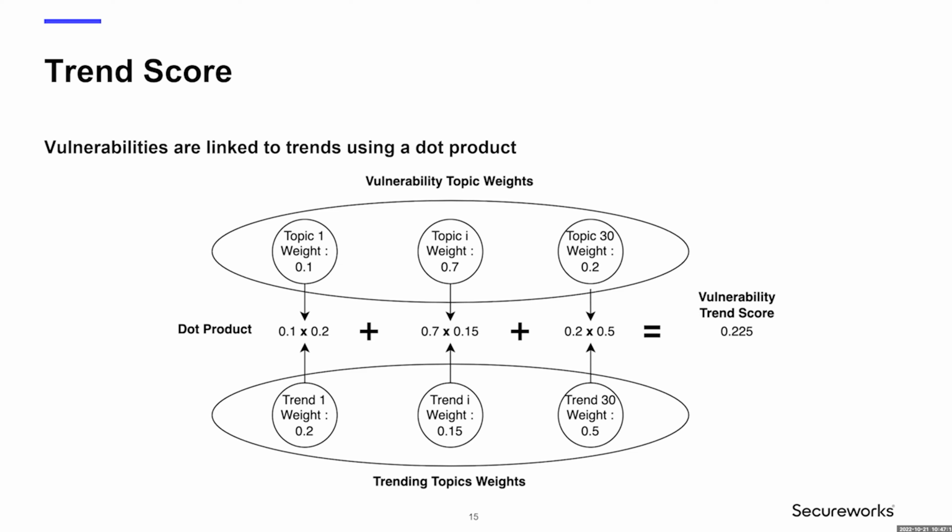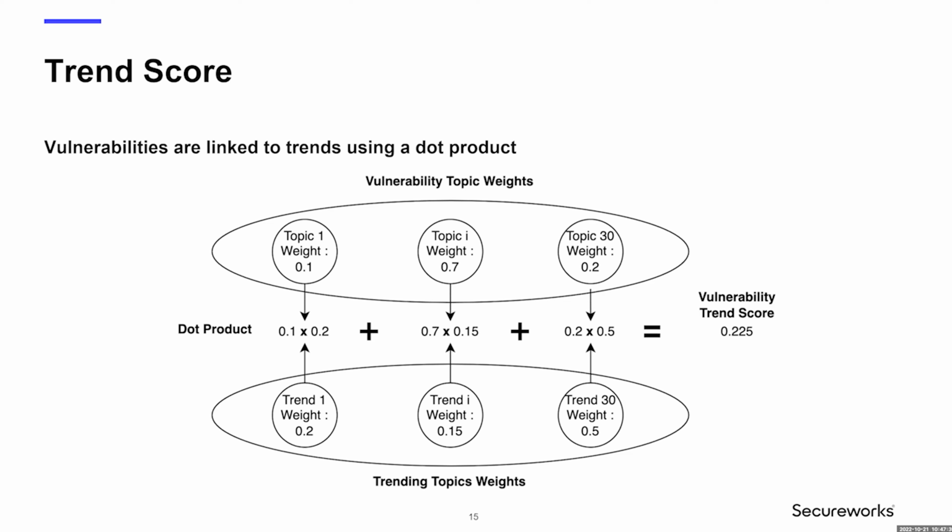So we multiply the weight of topic 1 for the vulnerability and the weight of topic 1 in the trends. And we do this for every topic. We sum the whole lot. We get a final value, which we call a trend score, which essentially, the higher the trend score, the more closely this vulnerability's topics or concepts will match what's being discussed online.